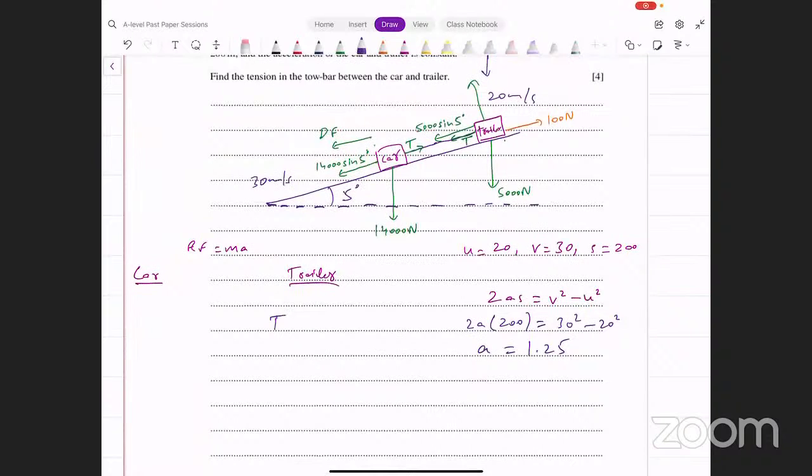Tension is the forward force. We've got this force: 5,000 into sin 5, that is the forward force, plus 5,000 into sin of 5 degrees. We've got a backward force here, that's 100, so we've got minus 100 for that. All of that equals mass of the trailer. What's that? That is 500 into acceleration.